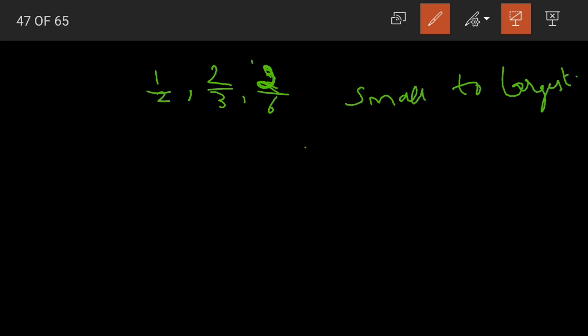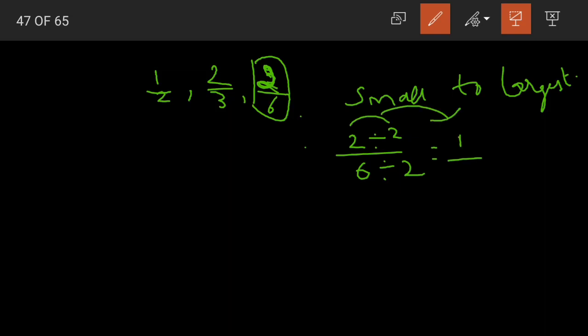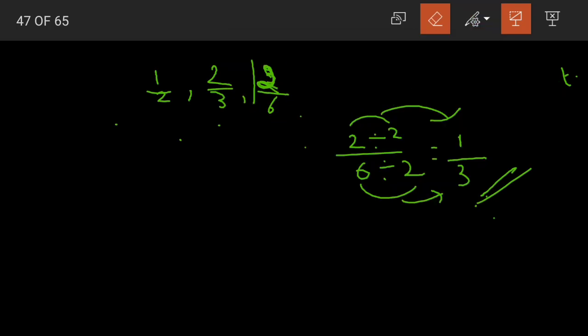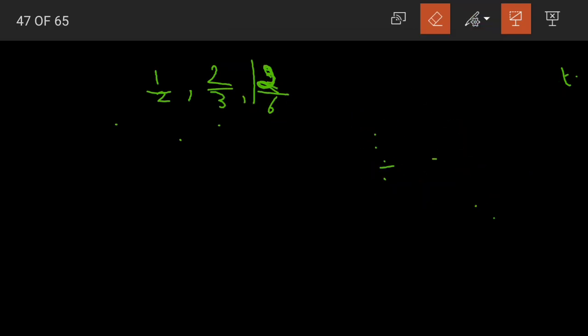Smallest to the largest. But if we observe the fraction 2 by 6, what do we have? We are having 2 by 6, which can be further reduced to the simplest form. When we divide both the numerator and denominator by 2, 2 divided by 2 is 1, 6 divided by 2 is 3, we'll get 1 by 3. Yes, we'll get 1 by 3, so it will be easier for us to do the LCM and comparison also. But if you don't want to go that way, it's okay. Let us keep our 2 by 6 as it is.